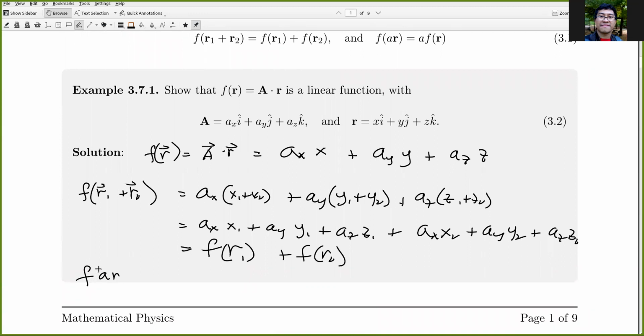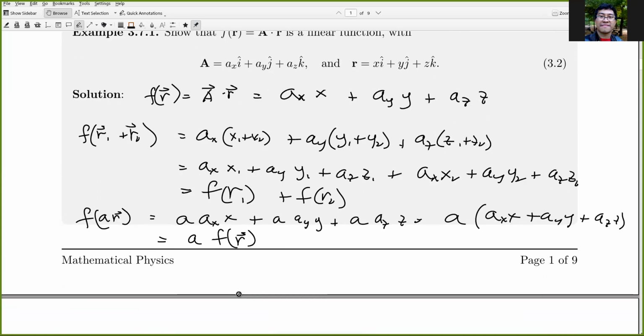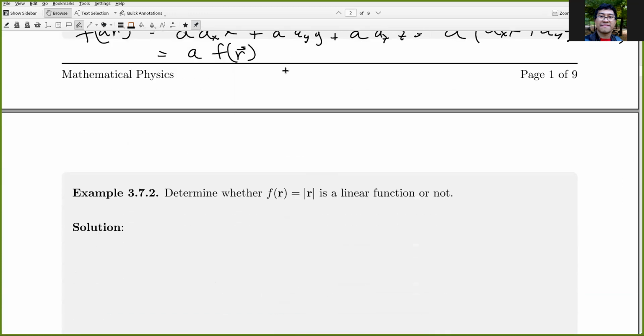First condition is satisfied. For the second condition, that's also simple. f of ar is simply a Ax x plus a Ay y plus a Az z, or a times (Ax x plus Ay y plus Az z), or a times f of r. Therefore, f of r equals A dot r is a linear function.